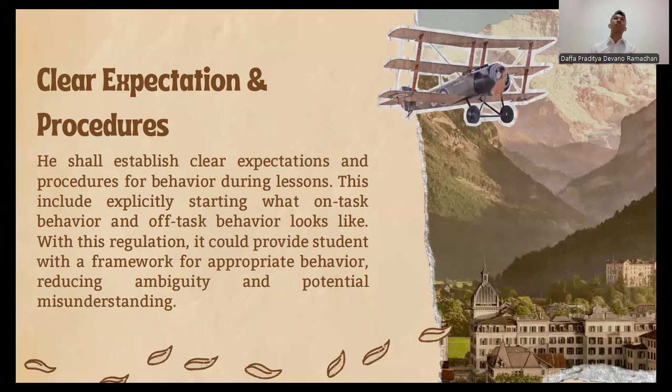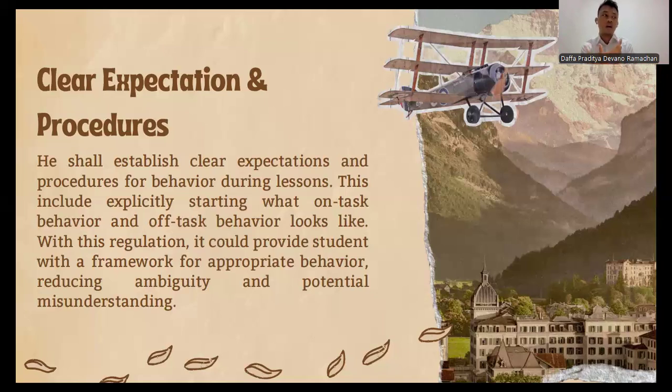As a teacher, we also have to note that sometimes students just don't get what we want to implement or what we want to convey in class. So at the very beginning, before the class begins, we have to set clear expectations and procedures for our class.